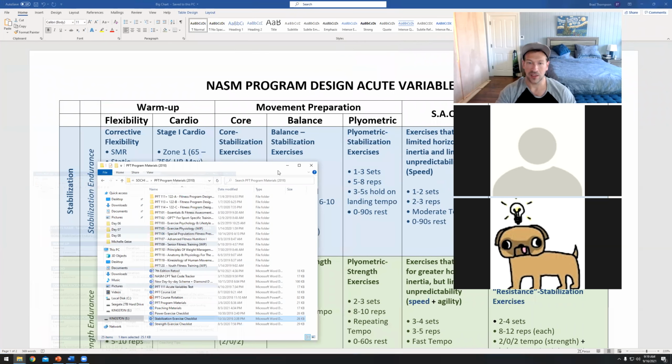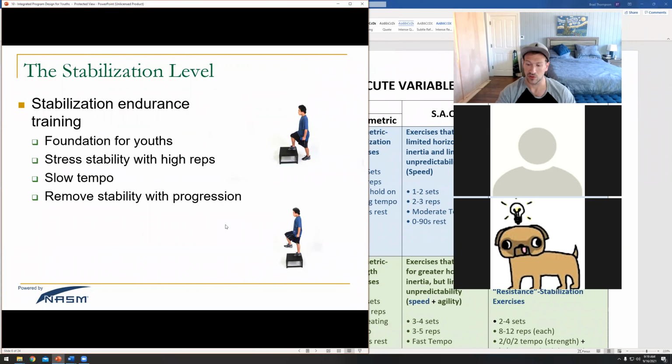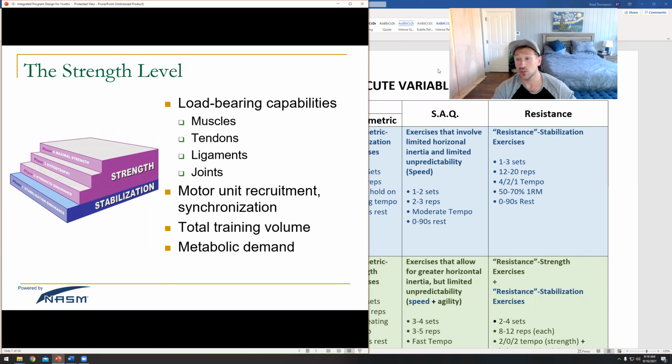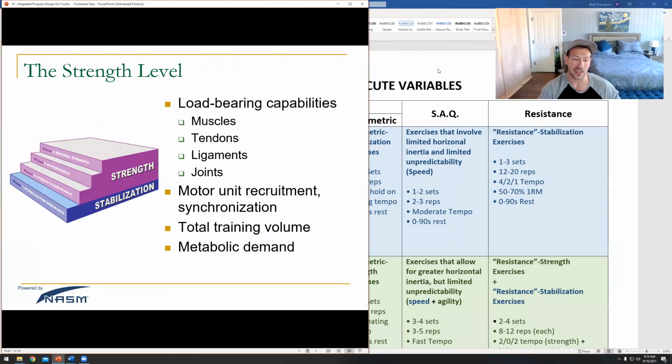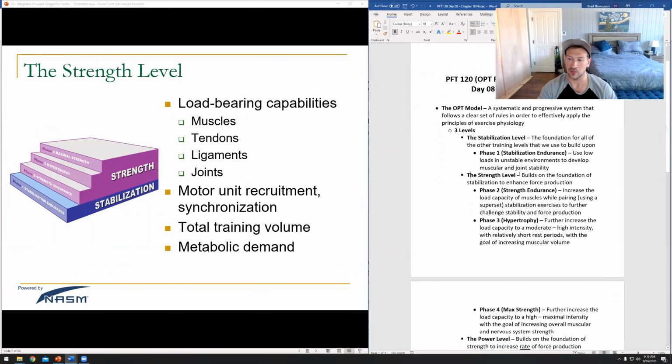So you guys both feel really confident on stabilization. Let's go ahead and move into strength. We've got 5 phases to get through here. So the strength level, as a level, it's all about force production. That's really our big thing here, right? This builds on the foundation of stabilization.